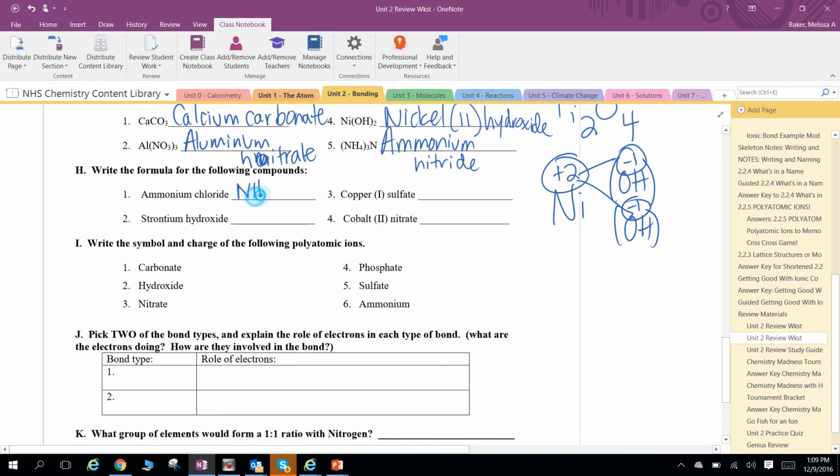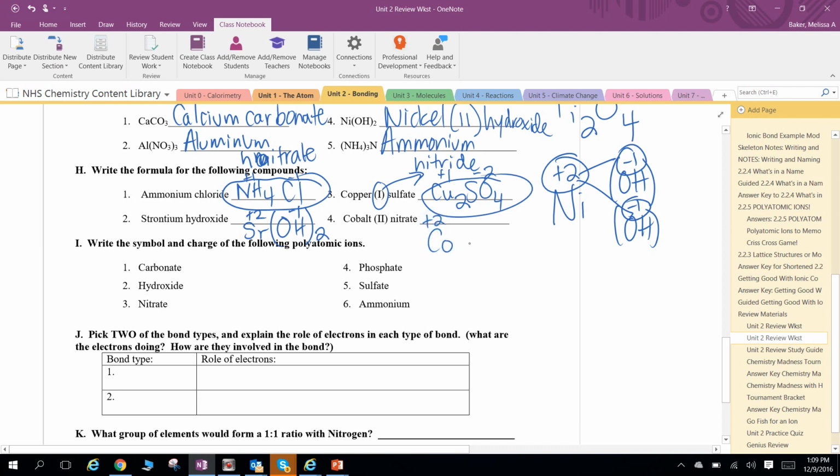Writing the compounds. Ammonium is NH4 with a +1. Chlorine is a -1, so those cancel out. Number 2, strontium has a +2. Hydroxide is a -1, so this would be Sr(OH)2, crisscrossing that 2 over. Copper here, since it has a Roman numeral 1, that means it has a +1 charge. Sulfate has a -2, so this would be Cu2SO4.